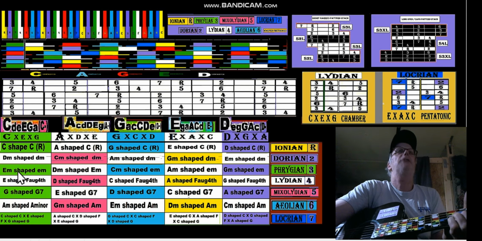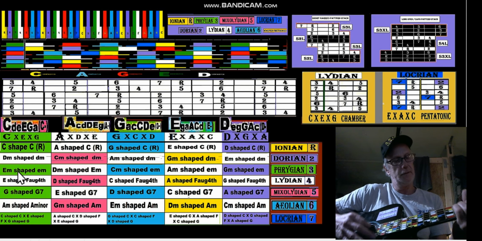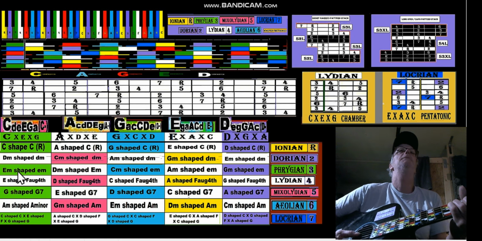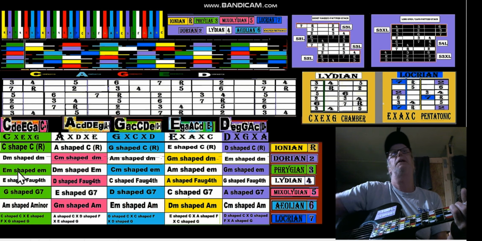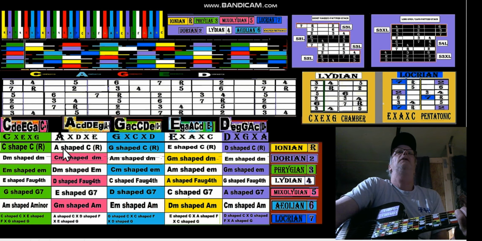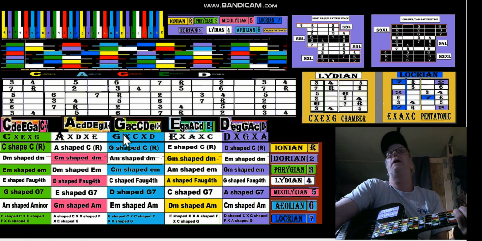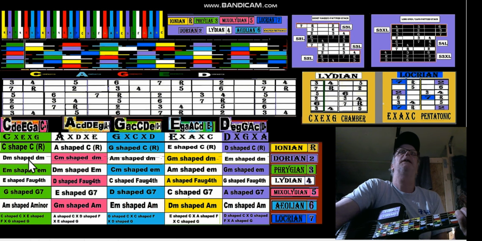Then we got the E-shaped D minor. E minor shaped D minor. Now why is that redundant? Because once we get to the next shape up, we're going to have to change this. And look, this is CAGED, C-A-G-E-D. Look at this, D-C-A-G-E. It's like CAGE, but it's going around in a circle and coming back in. E-D-C-A-G, E-D-C-A-G. These are the same.